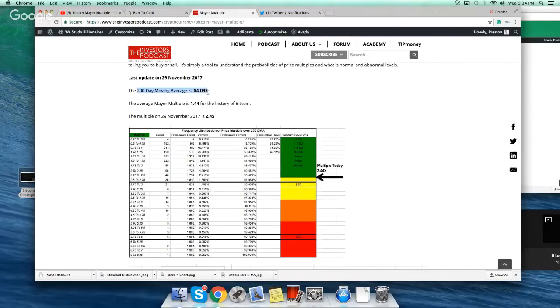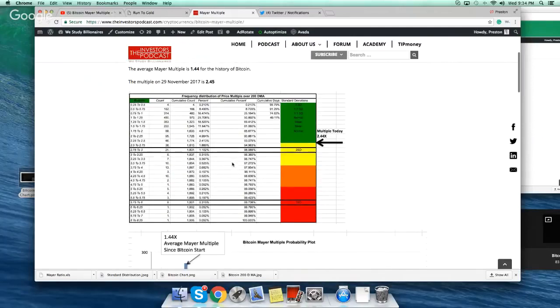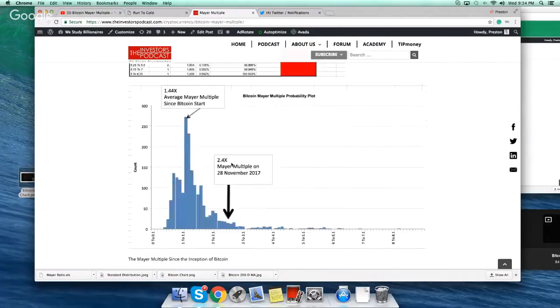So when you look at this chart here, the first thing that I want to point out is the 200-day moving average. You can see that today, on the 29th of November, the 200-day moving average is close to $4,100 for Bitcoin. The average Mayer multiple over every single day that I have data for, which goes back to August 2012, is 1.44. That's the average. So if you just take 1.44 times this 200-day moving average, that would be the average price that you'll see Bitcoin trade at. Before I go into this chart here where my mouse is at, let me scroll down and show you this probability distribution plot that I got.